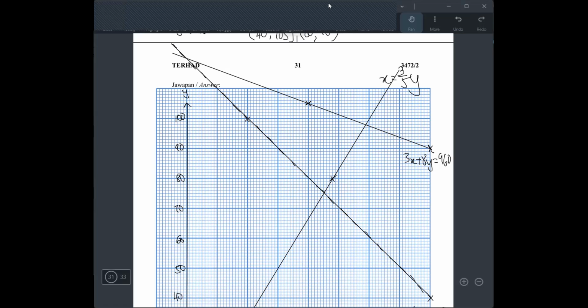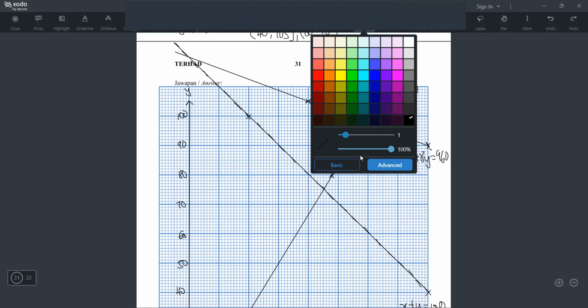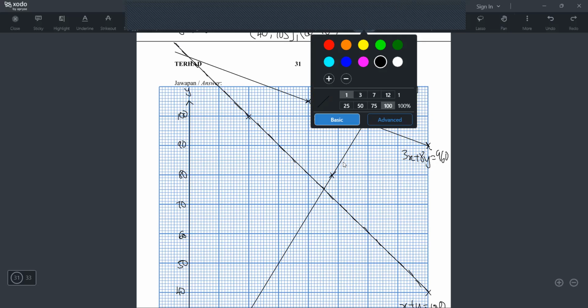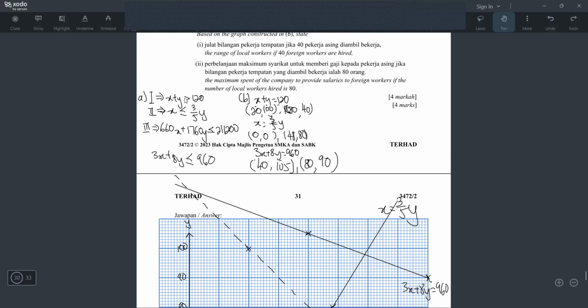Oops. Is there any way I can use a dotted line here? Okay, never mind, I can't. So it's fine. All right, so I'm just going to delete this. Yeah, something like that. All right, so dotted line. And also we have to shade the region.